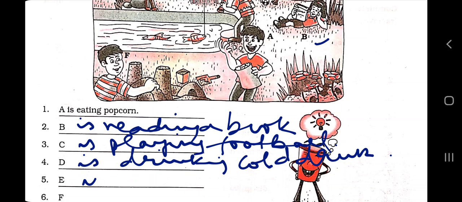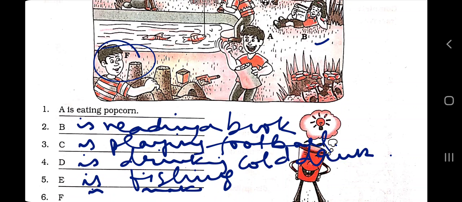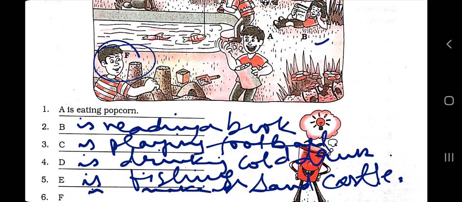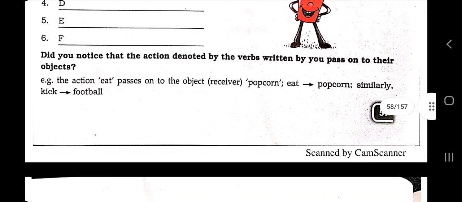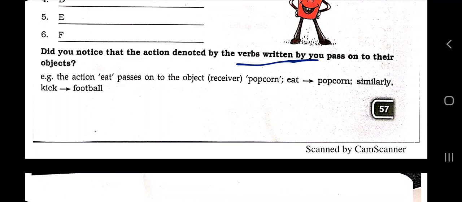E is fishing. F is doing what? Making a sand castle. F is making a sand castle. Castle. Now you notice, did you notice that the action denoted by the verbs written by you passes on to their objects? The action is being passed on to the object.